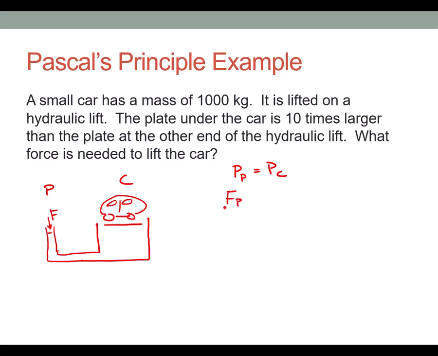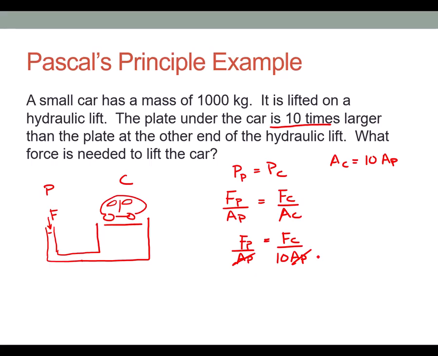So the force on the plate side divided by the area on the plate side has to equal the force on the car divided by the area of the car plate. Now we're told in the problem that the area of the car plate is 10 times the other area. So we can plug that in. And you can see we have the area of the plate on both sides.